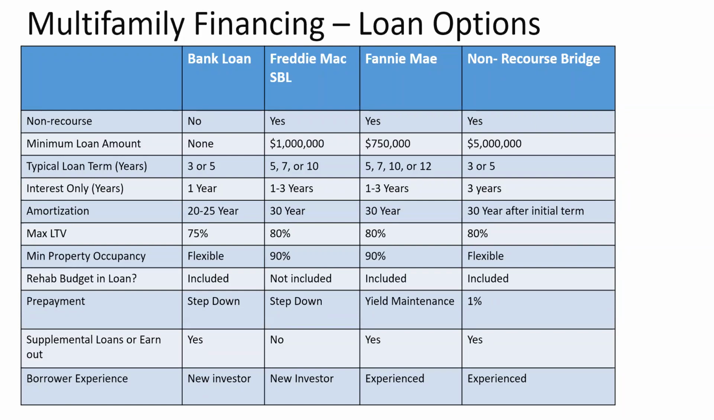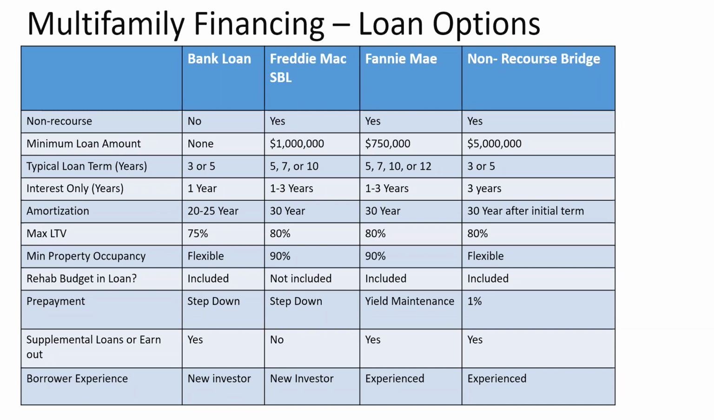Freddie Mac small balance loans only go up to about 6 million in most standard markets. In the top markets, there are about 5 or 6 of them, and they can go up to 7.5 million. On the Fannie Mae side, you can do as high as you want to go, so you can get any size loan on the Fannie Mae side.